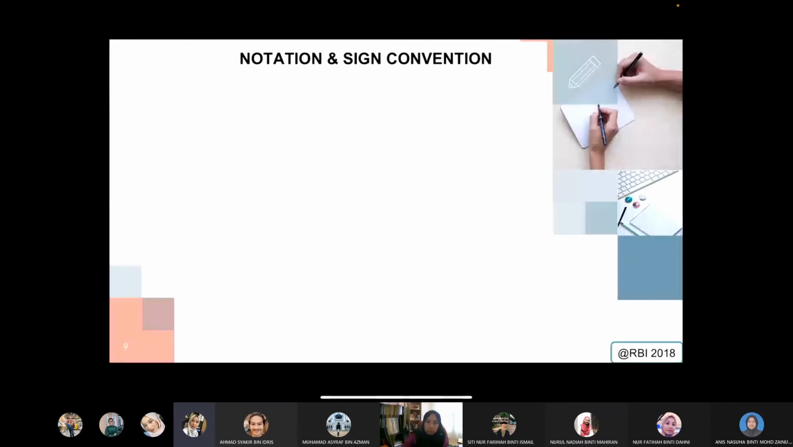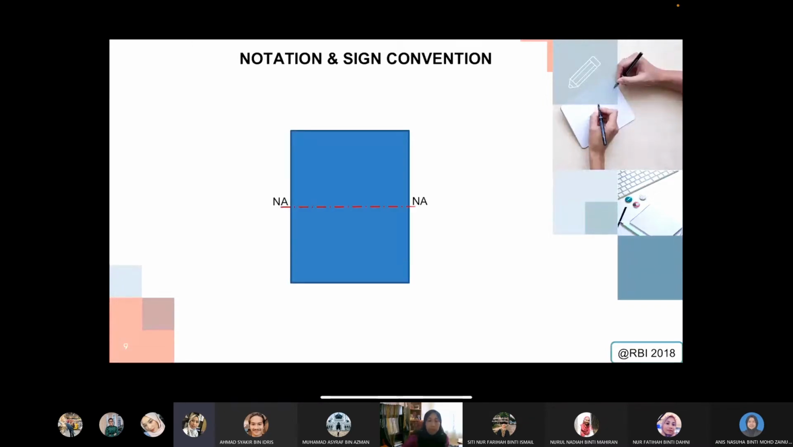Alright, let's take a look at the notation and sign convention. For example, we have a rectangular section like this, a basic type of pre-stressed beam. Then you have the width and also the height. Then normally we have the placement of your tendon.